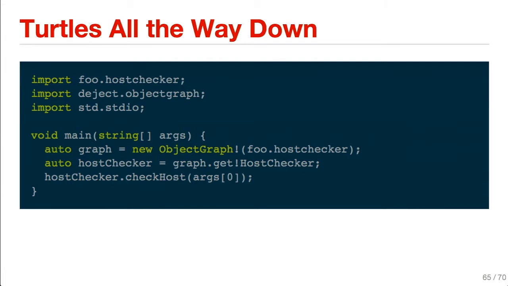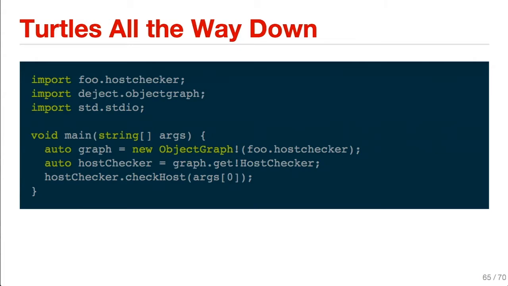This is turtles all the way down. So basically, once you actually go down this road, you can imagine that every single class in your entire system becomes injected. And to create a foo, you just ask the object graph, hey, object graph, give me a foo. Well, that might create a bar and a boz and 6 other objects, but you're completely isolated from it.